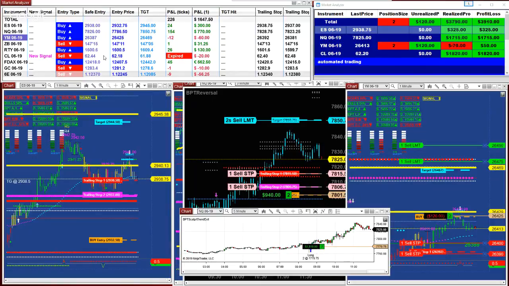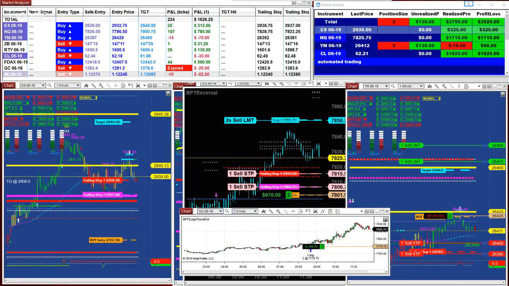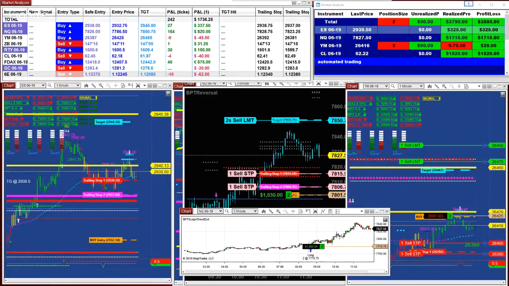New signal on the CL 6218, target 6188. If you want to put a limited order, you put it at 6217 limited order, sell limited order 6217.